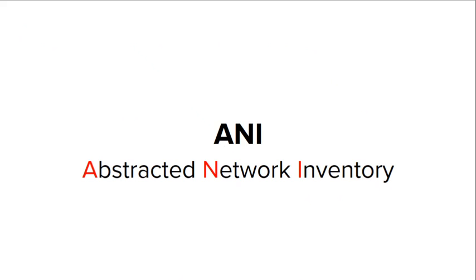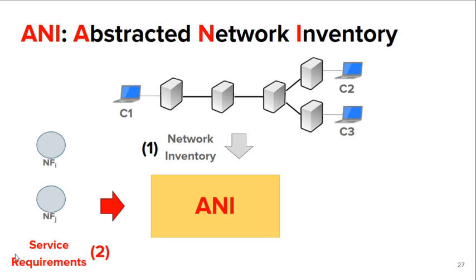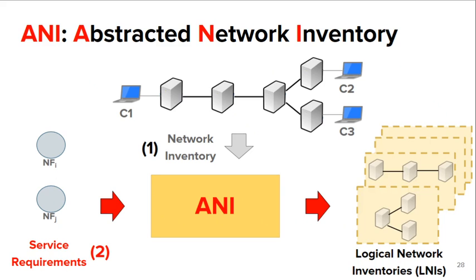The novel abstraction method presented in this paper is directed to the abstracted network inventory component, ANI component, that, in addition to receiving the network inventory as a first input, ANI also uses service requirement as a second input to generate service-optimized network inventory views called logical network inventory, LNI.